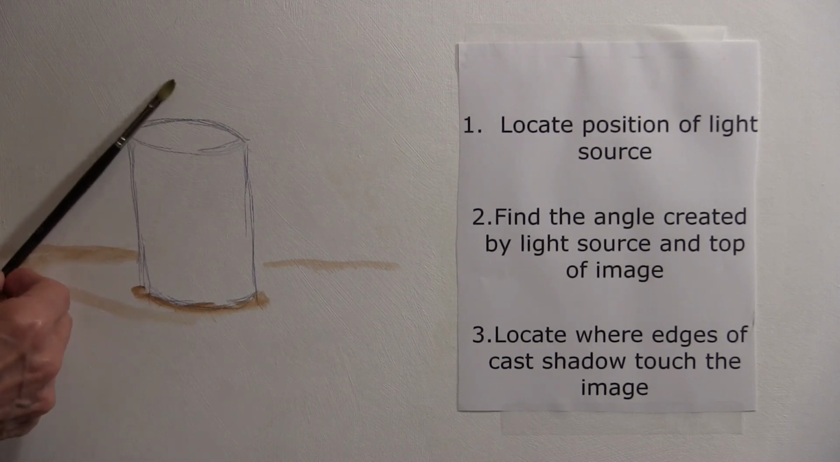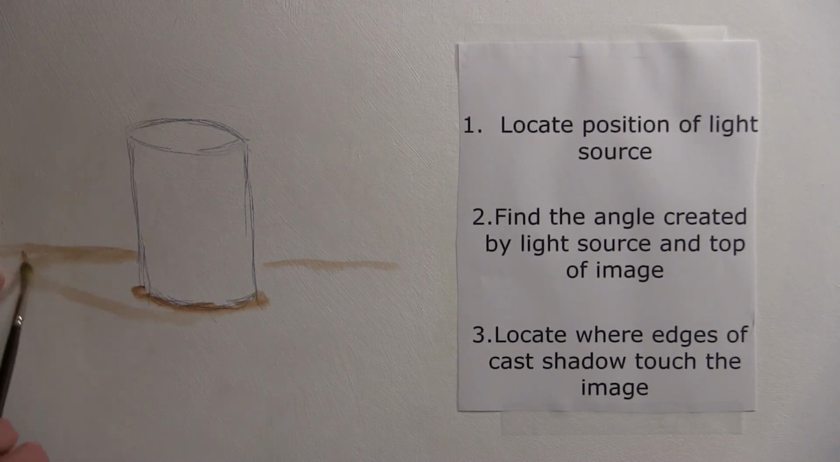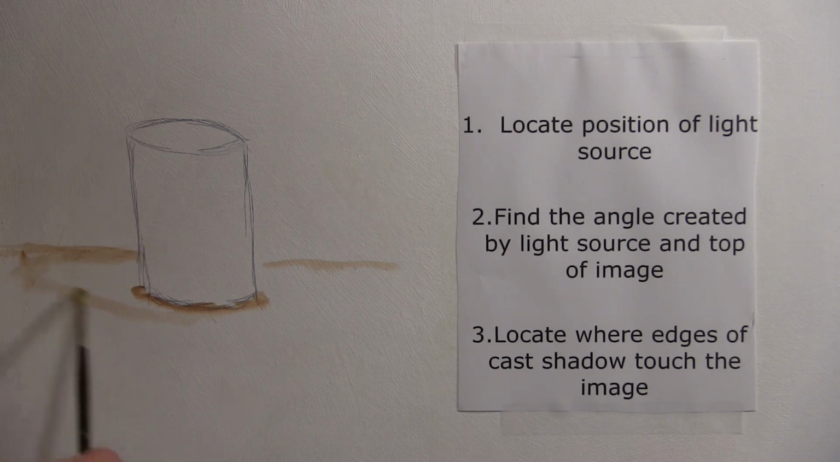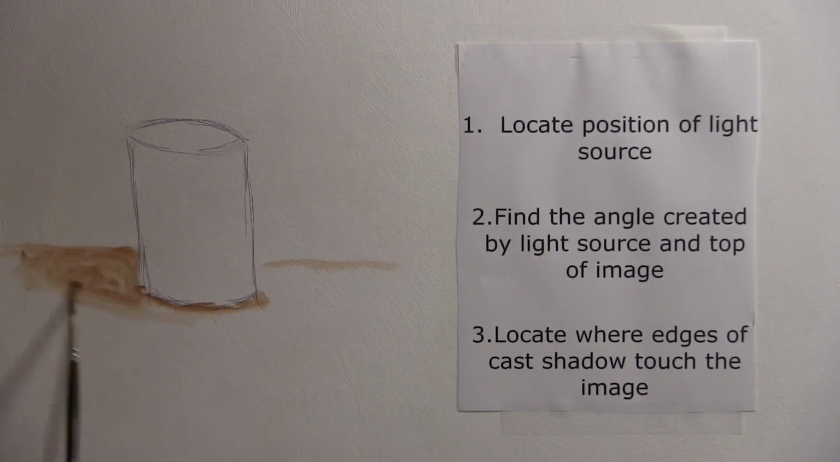So it ends where the light source is aligned with the image. That's where it ends. And then you look at where it's placed on the object in order to find how wide it is, or where it's touching. So I'll just kind of block in a little bit right here, just to give you that image.